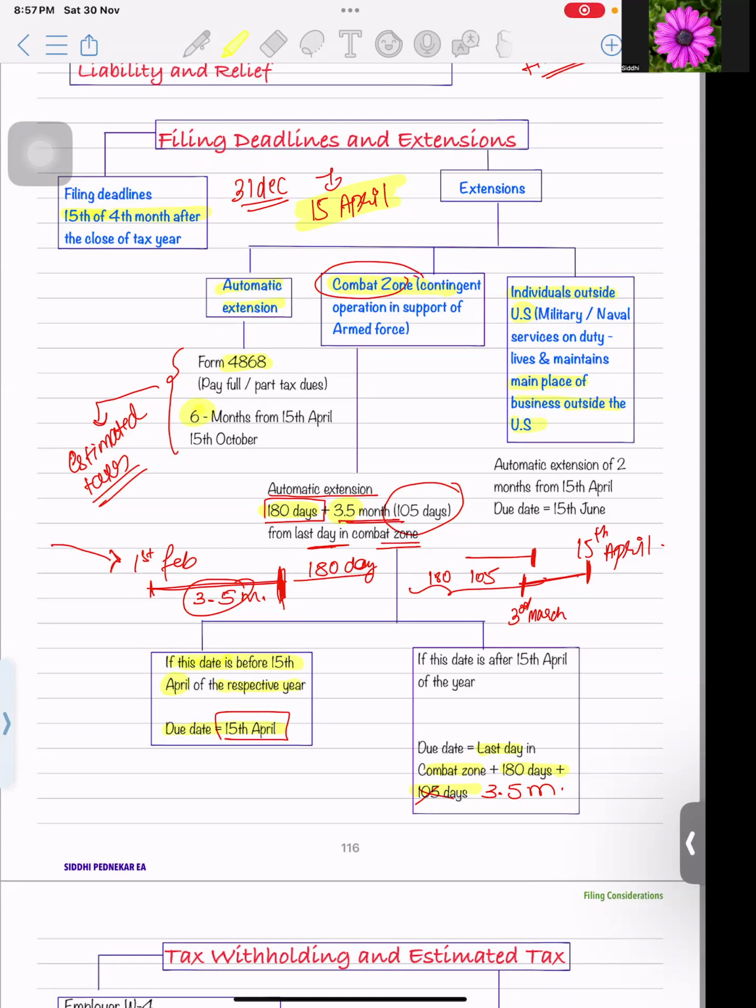Next is an individual outside the US or military zone, who is maintaining the main place of business outside the US. For them, the automatic extension is 2 months from 15th April, that will be 15th June. So for those who are non-resident, do you remember yesterday's session? If you are a non-resident and you do not have any wages income, but you have business income, interest income, or passive income, then for you the filing deadline is 15th June. So please remember all the deadlines for all the categories.